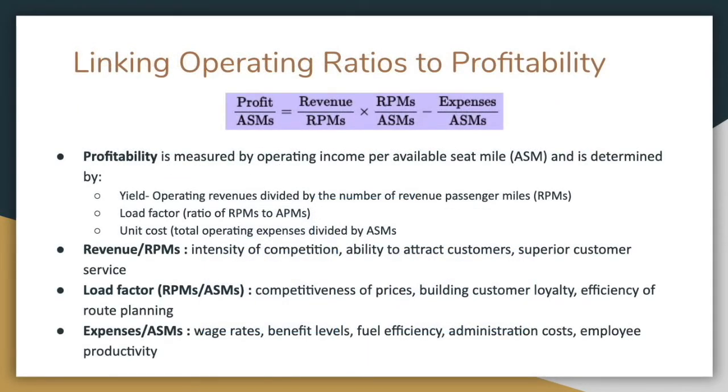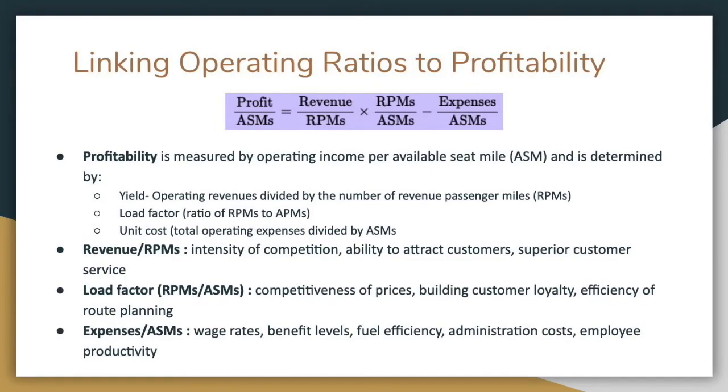The last slide of this presentation explains the profitability formula used in the textbook to identify the key success factors in the airline industry. Profitability, as measured by operating income per available seat mile, or ASM, is determined by three factors. Yield, which is the total operating revenues divided by the number of revenue passenger miles, or RPMs. Load factor, which is the ratio of RPMs to ASMs. And unit cost, which is the total operating expenses divided by ASMs.